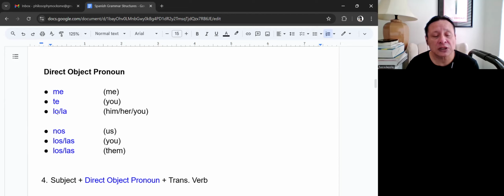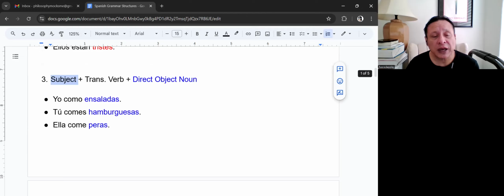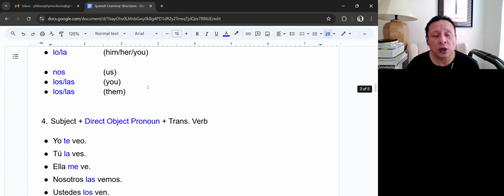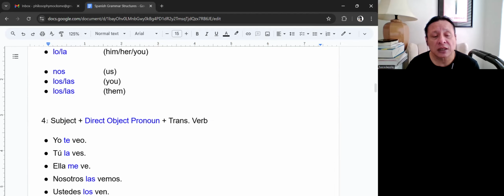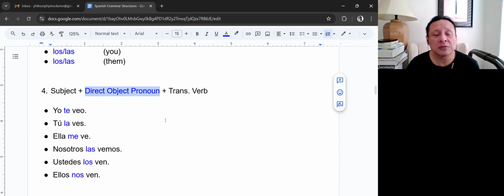Now let's look at something again. In this sentence pattern, we had the subject, the transitive verb, and the direct object noun, right? Subject, verb, object word order, which is common in English, SVO. Once the Spanish changes out the noun for the pronoun, the word order changes. The word order becomes subject, direct object pronoun, and then the transitive verb. So then it becomes an SOV word pattern. That doesn't happen in English, but it happens in Spanish.